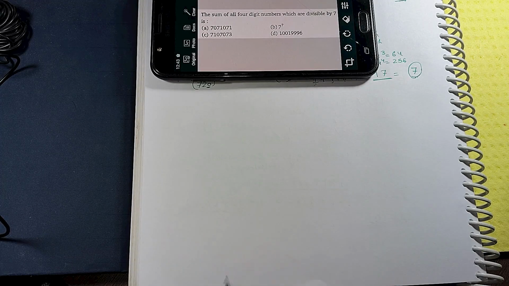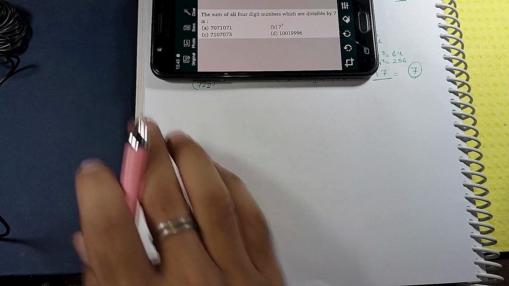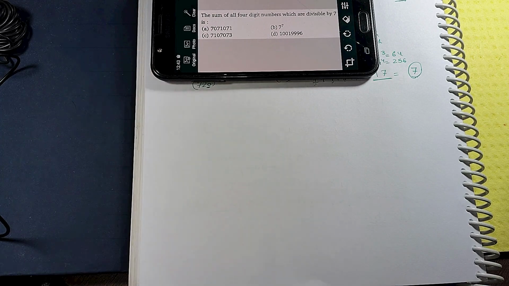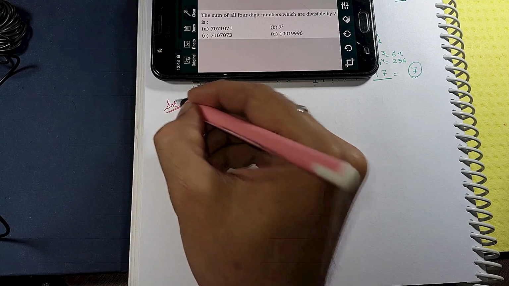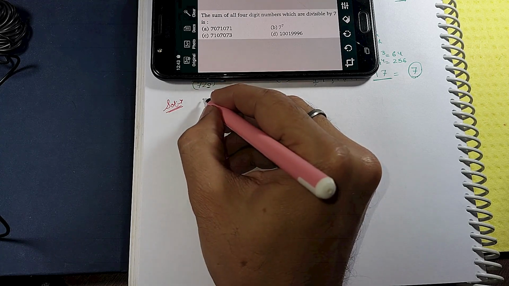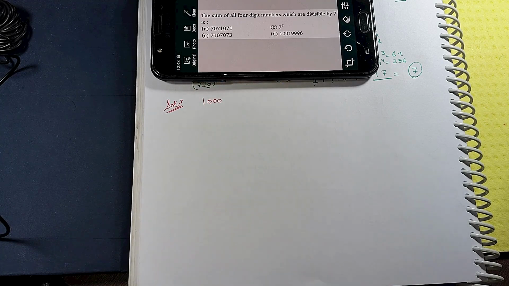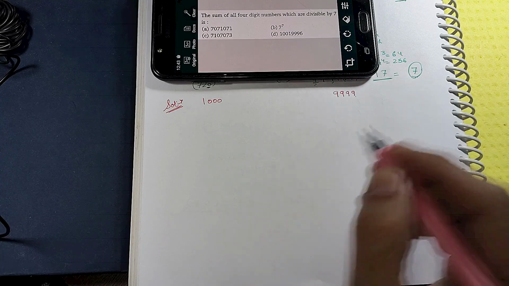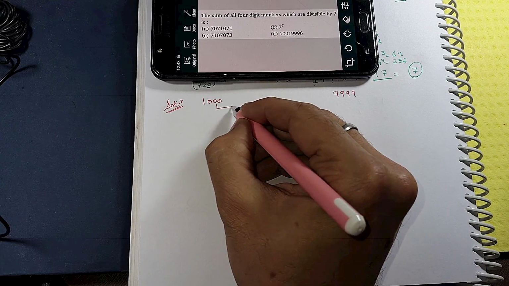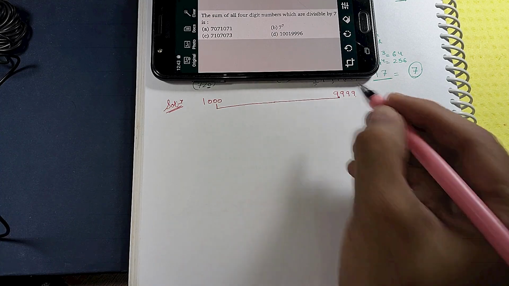The sum of all 4-digit numbers which are divisible by 7 is. So how will we approach that? I have told you that such kind of question should always be approached with arithmetic progression. So the first 4-digit number is 1000 and the last 4-digit number is 9999. Now between these we need to find the sum of those numbers which are divisible by 7.